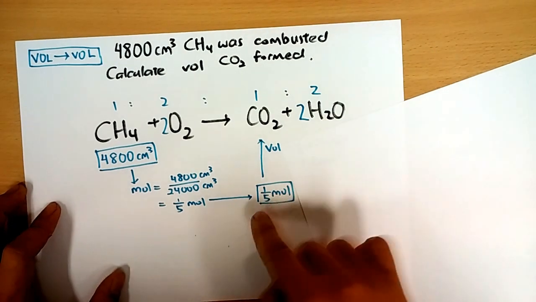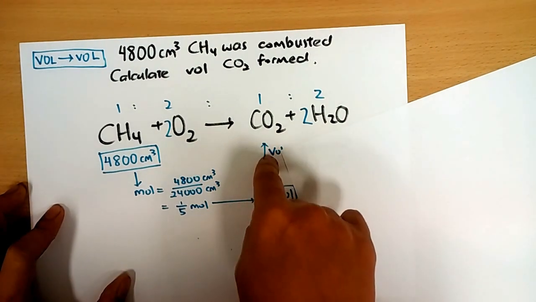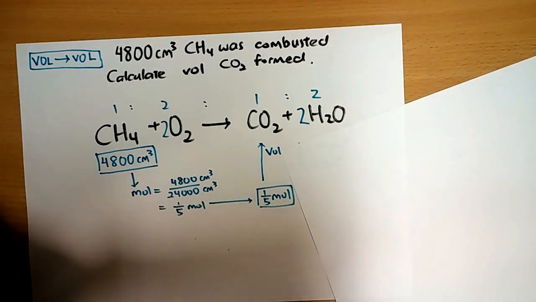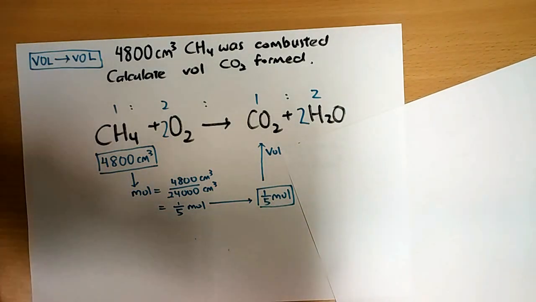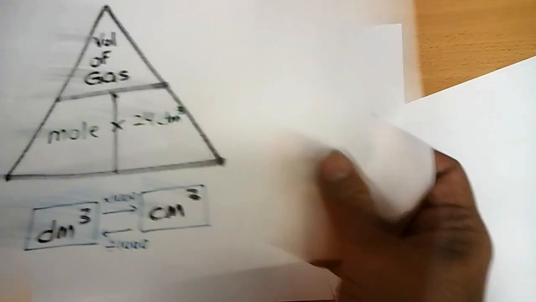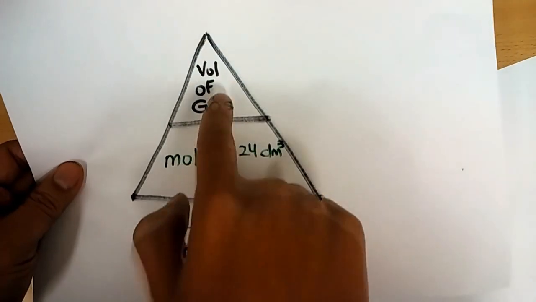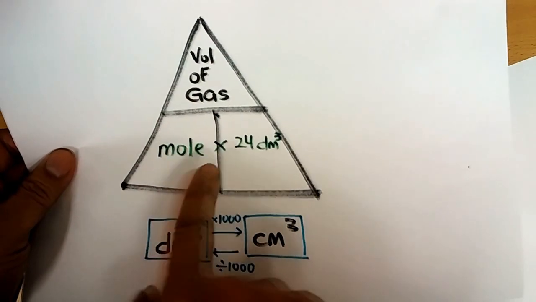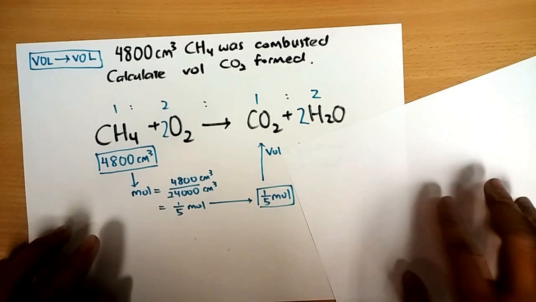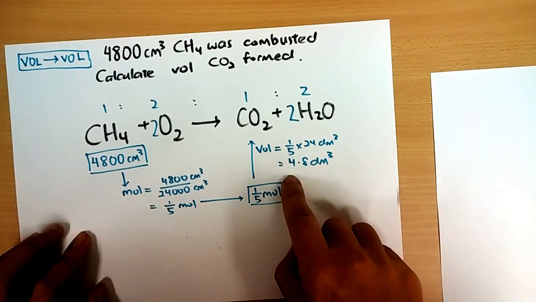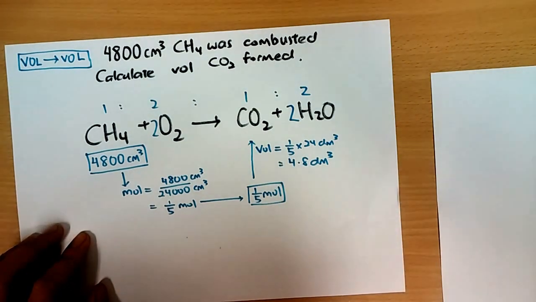So how do I change the mole to volume of gas? So go back to the triangle. To find out the volume of gas, take the mole times 24 dm cube. You get 4.8 dm cube.